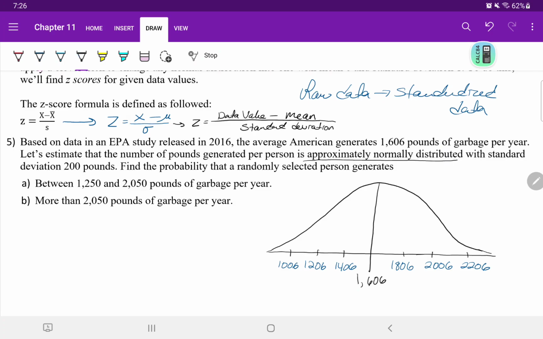It says you want to find the probability that a person has between 1,250 pounds of garbage and 2,050 pounds of garbage per year. So 1,250 will go somewhere right here, and 2,050 will go right here. And then we're going to shade in between.